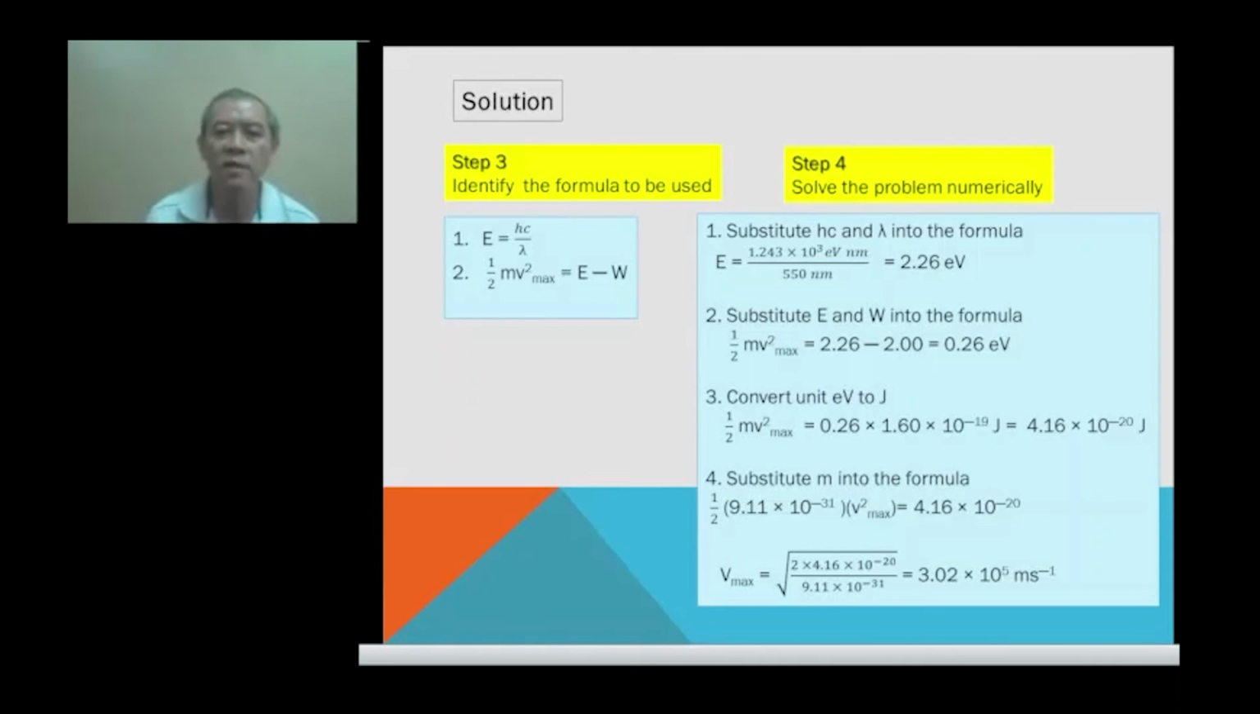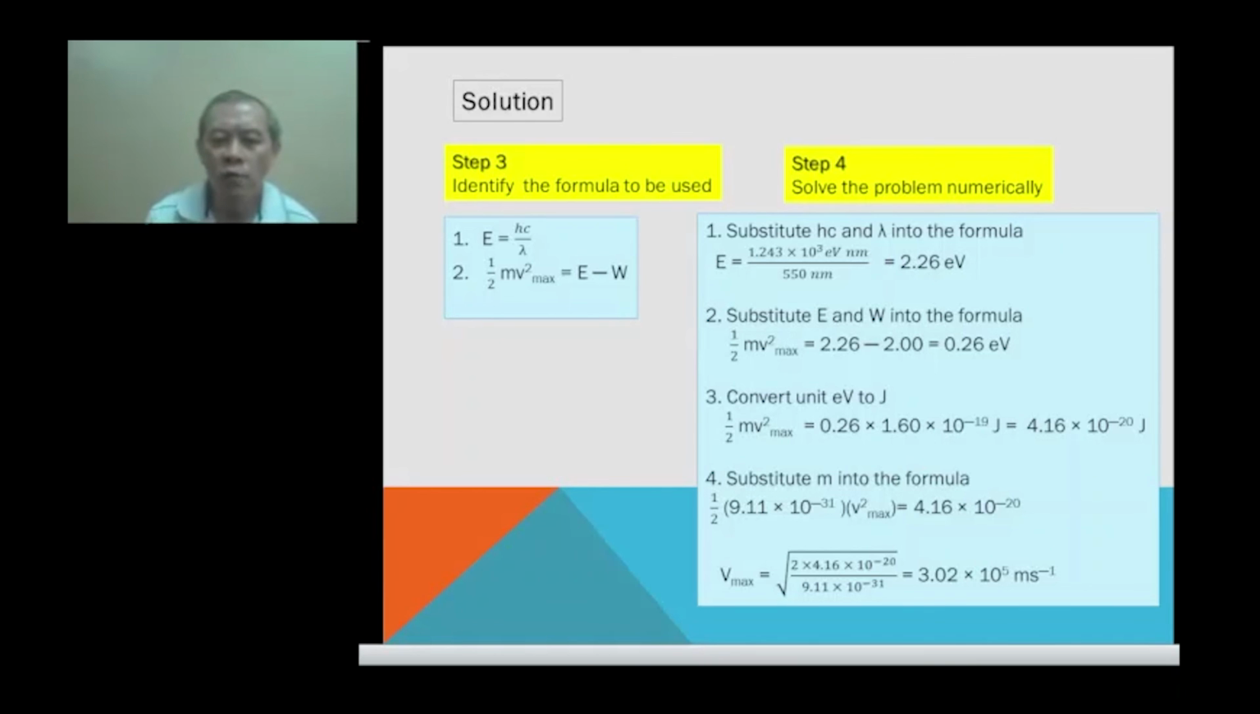Okay, first, substitute hc and lambda into the formula to calculate E. So E equal to 1.243 times 10 power of 3 electron volt nanometer divided by 550 nanometer. You will get 2.26 electron volt. Okay, second, substitute E and W into the formula. So half m v max squared equal to 2.26 minus 2.00, equal to 0.26 electron volt.